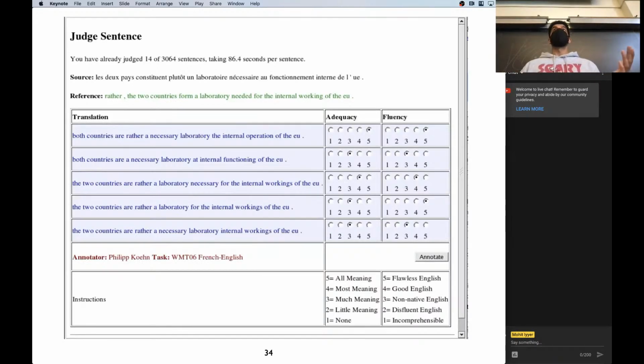So this has been done and is done a lot. We have these human ratings, and an interface could look like this, where they have to mark from 1 to 5, is something adequate or is it fluent?